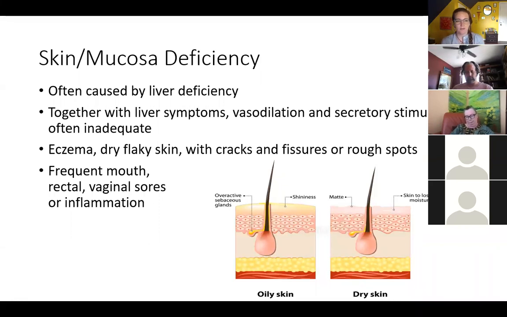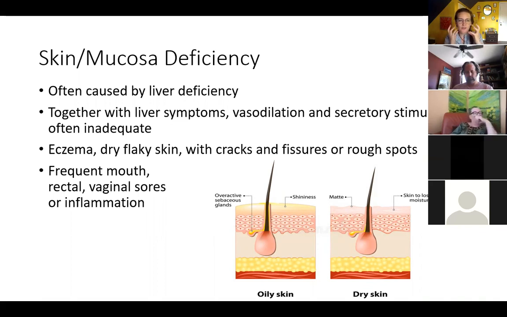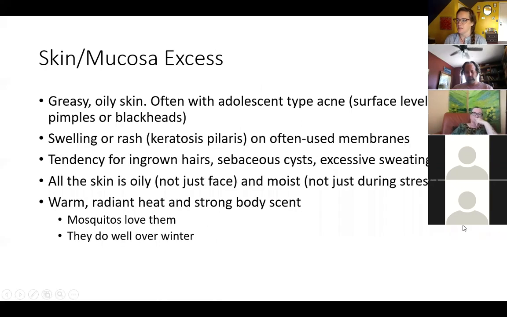So frequent mouth, rectal, vaginal sores or inflammation, these are the mucosa in your mouth and your anus and your vagina and all those squishy, really tender mucosa. When those are dry, they react more. When I was saying sometimes dryness can cause tension, which can cause friction, that's the cascade of events that happens with the deficiency in this system.